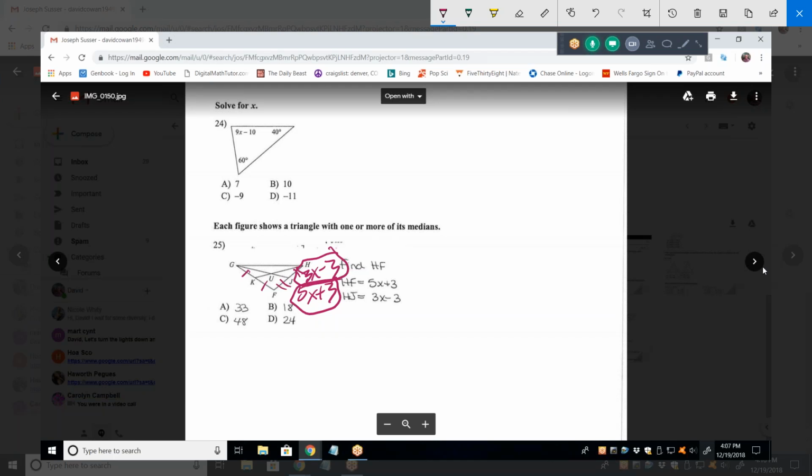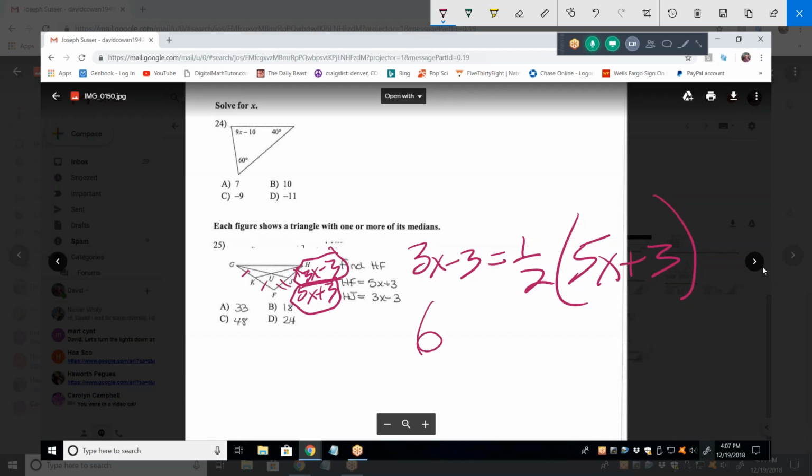So let's state it like that. That's the simplest way. The short segment is half of the long segment. So how do I write that? Short segment: 3x minus 3 equals half of 5x plus 3. Same exact way we did the last one. Now, what's the best first step? Get rid of the denominator.